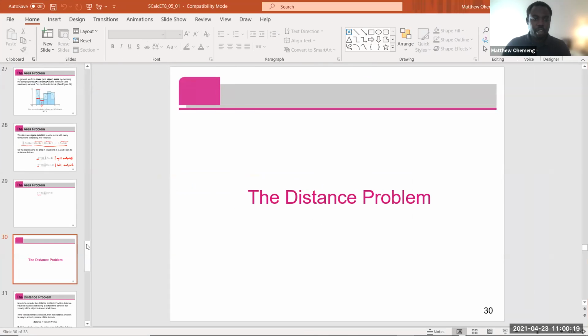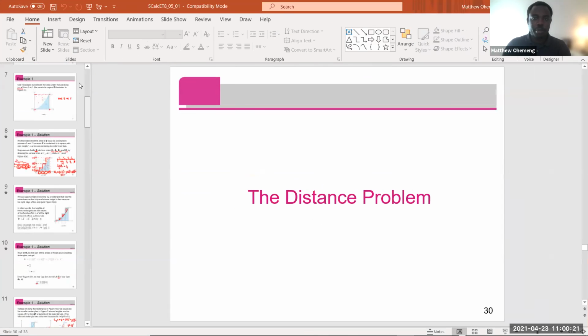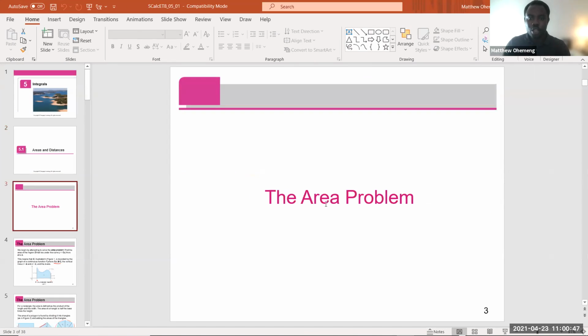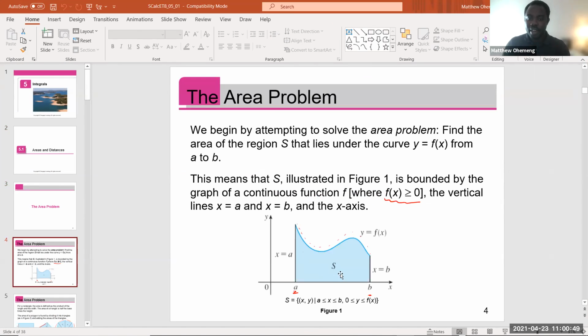So just a quick recap. On Wednesday, I talked about the fact that we are going to look at a new set of problems. For these problems, you're looking at calculating areas and distances. I explained that this can be likened to computing the slope of a tangent and the instantaneous velocity when we started differentiation, under section 2.1. So it's similar: we're trying to calculate an area under a curve.